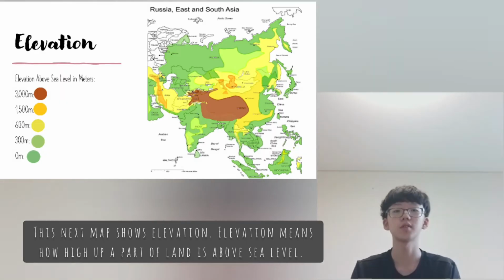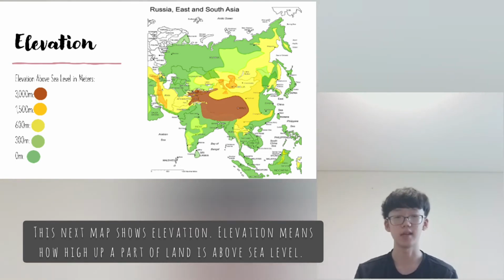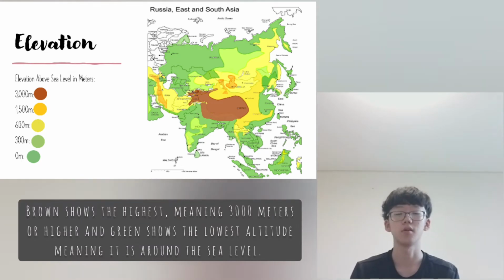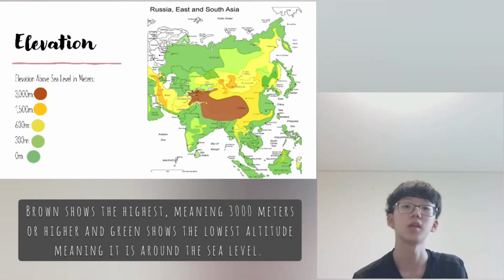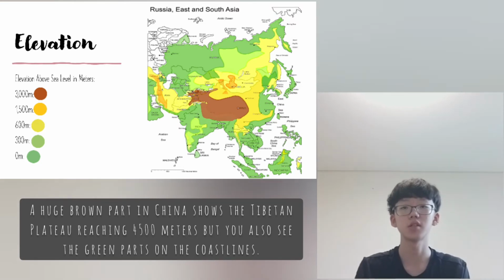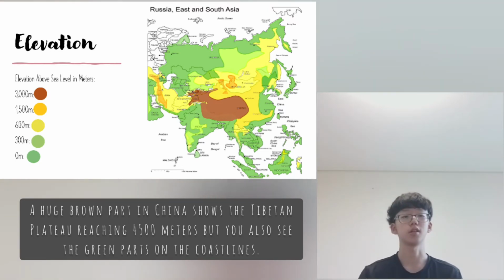The next map shows the elevation. Elevation means how high up a part of land is above sea level. Brown shows the highest, meaning 3,000 meters or higher, and green shows the lowest altitude, meaning it is around the sea level. A huge brown part in China shows the Tibetan Plateau reaching 4,500 meters, but you also see the green part on the coastline.